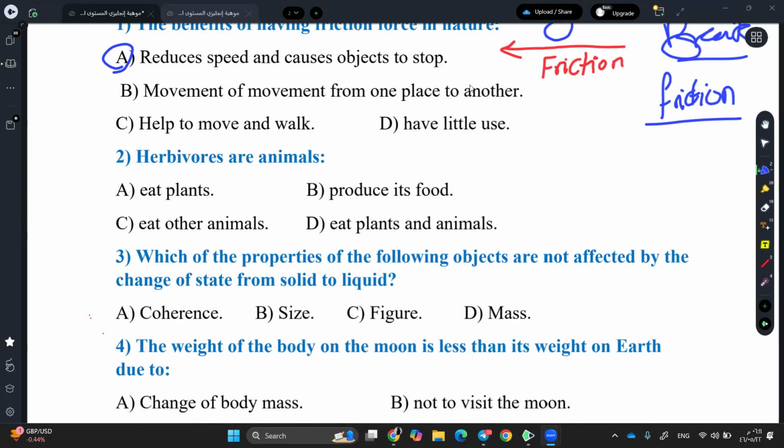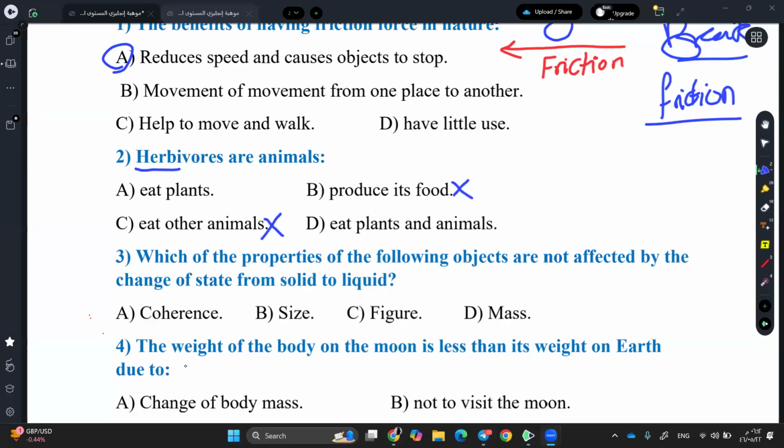Question number two. Herbivores are animals that: A. eat plants. B. produce their food. C. eat other animals. D. eat plants and animals. I think it's not B and not C. It's A or D. I think the answer is D.